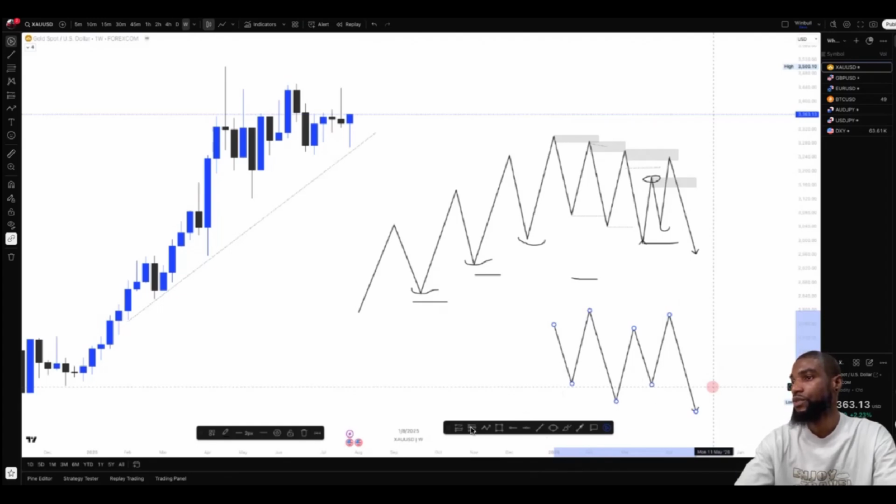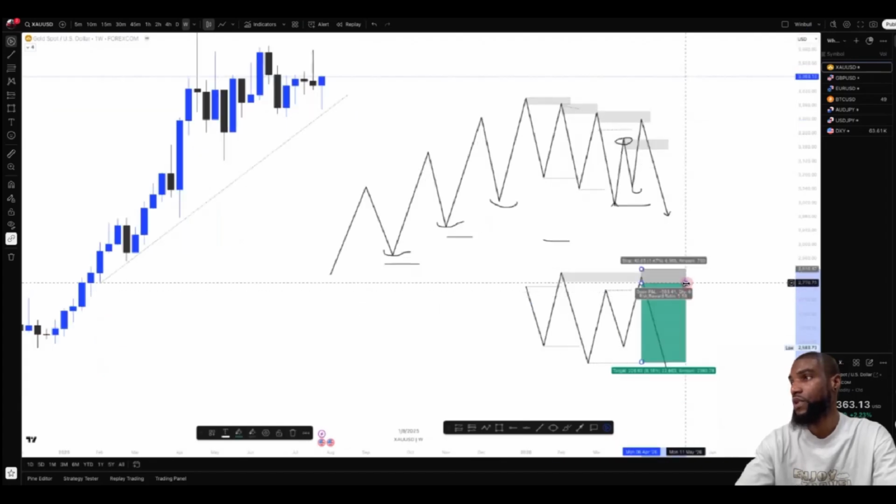So if you leverage this on your profile account, you should at least make 1:4, which is 4% of your account. If you are risking 1%, you should be making 4%. So if you reduce your stop loss just to this high, then you should be making 1:5.